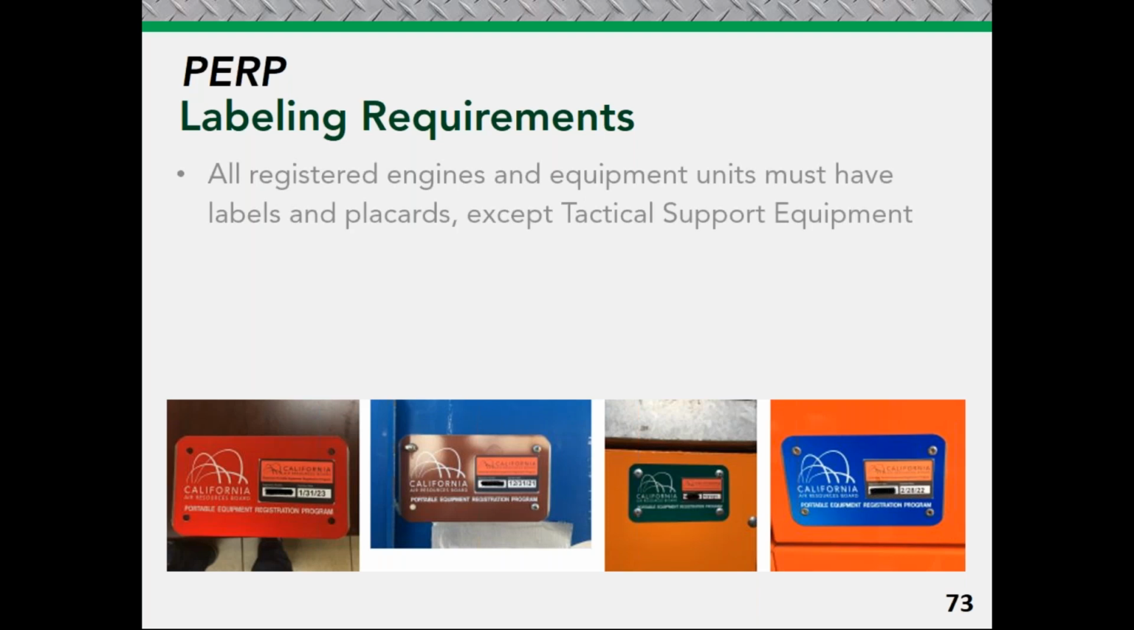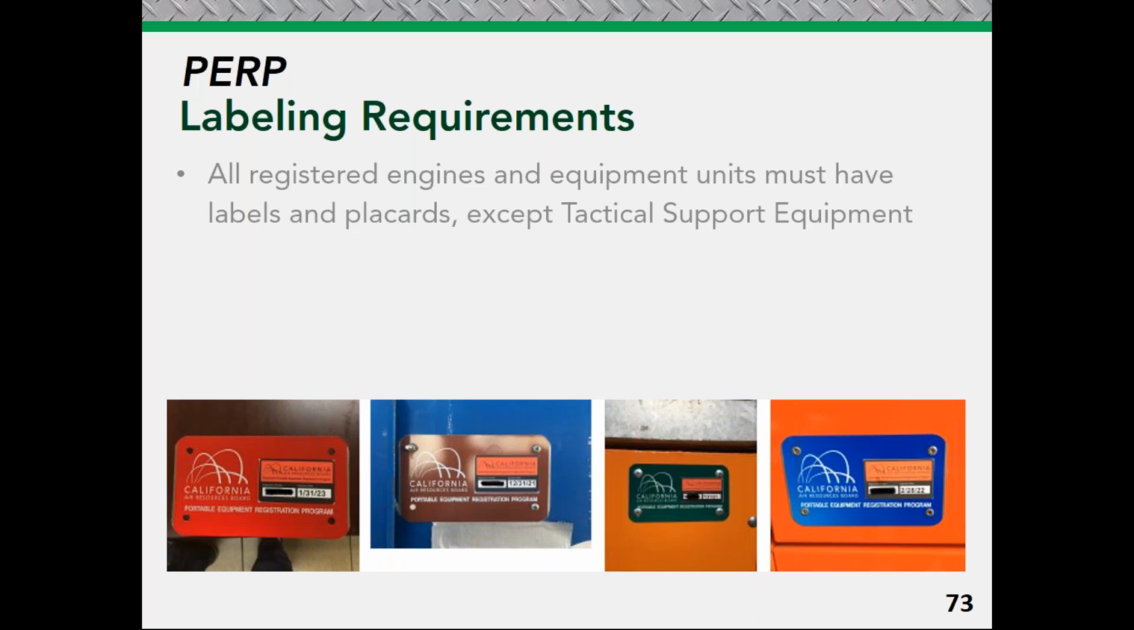You can see some examples of the new placards right there. And actually those are all new. So if you have an older example of this, it won't have the new logo on it. It'll have CARB's old logo and it'll be green. That is still valid as long as you're within the 3-year time period that the registration is good. But the next time you go to renew that registration, we're going to send you a new placard.